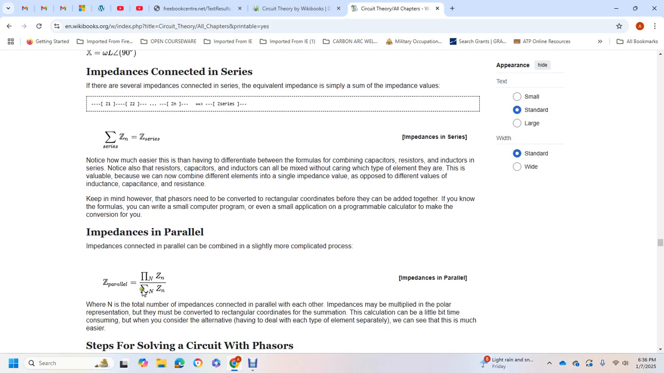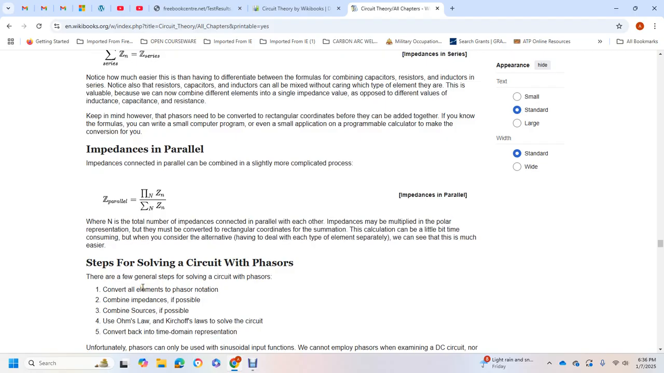Impedances in parallel. Impedances connected in parallel are slightly more complicated: the equivalent impedance is the product of the impedances divided by their sum, with the polar representations converted to rectangular coordinates. The calculation could be a little more time consuming, but dealing with the terms separately makes it much easier. This is impedance in parallel, a step in solving the circuit with phasors.